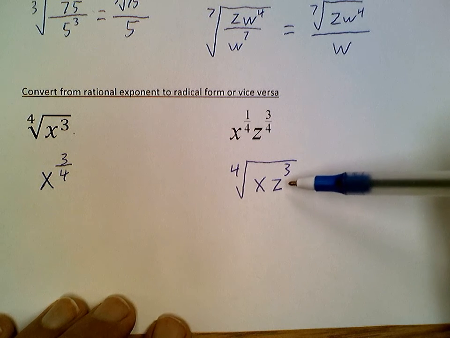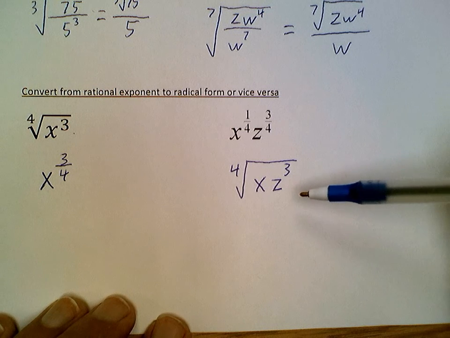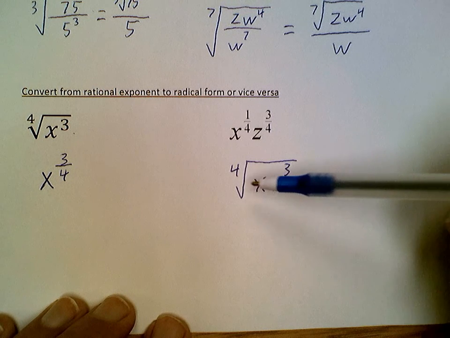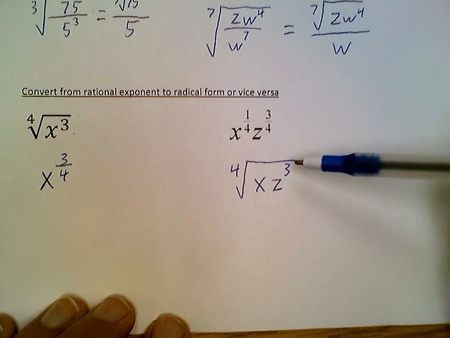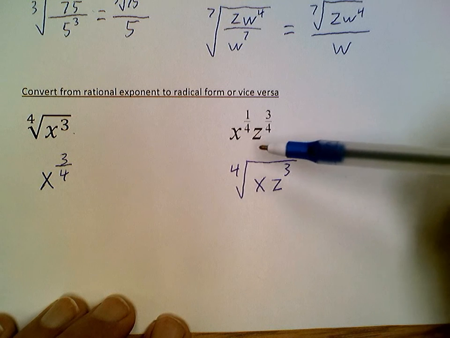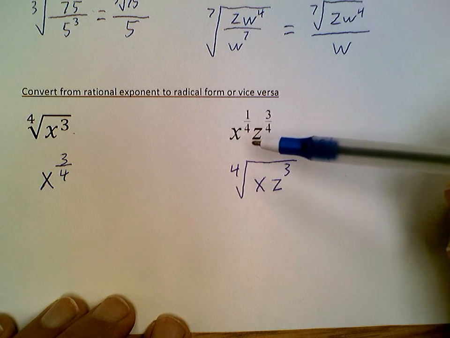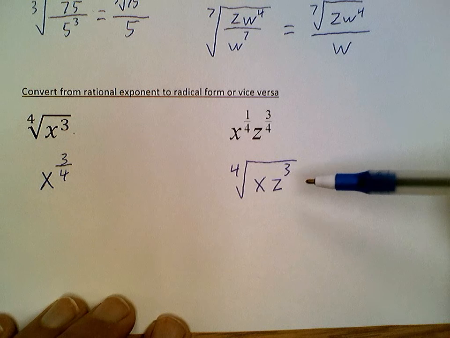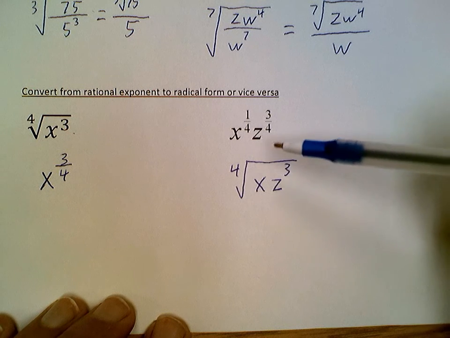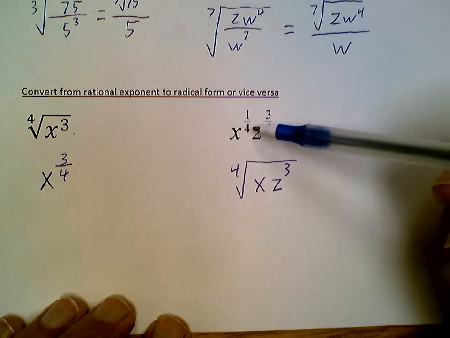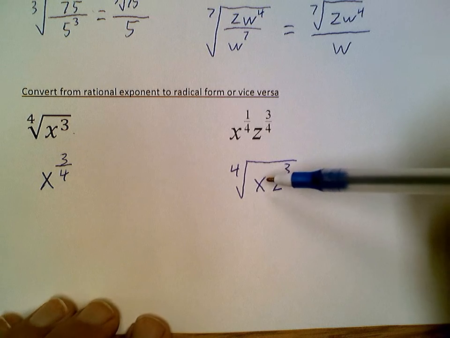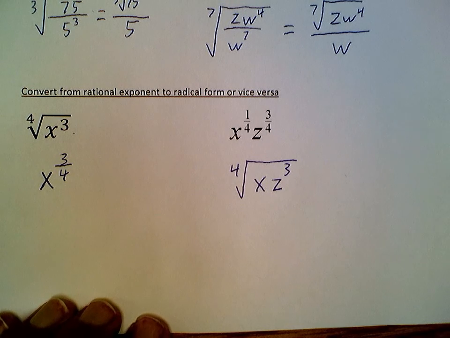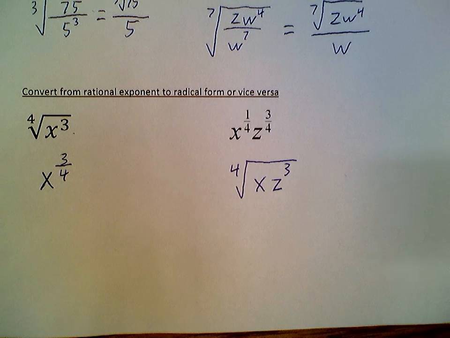I've put this into radical notation. Now I just want to point out the only reason I could put both of these under the same radical is because they're both fourth roots. Like if this had been, say, x to the 1/5, I'd have to make two radicals, one fourth root and one fifth root. But since they're both fourth roots, I can just go ahead and put them under the same one. And that's basically how rational exponents and radicals can represent the same idea.